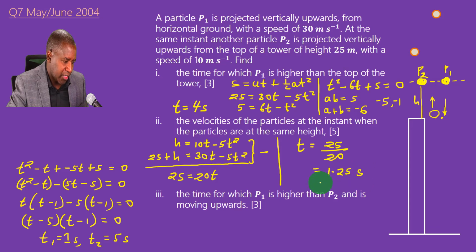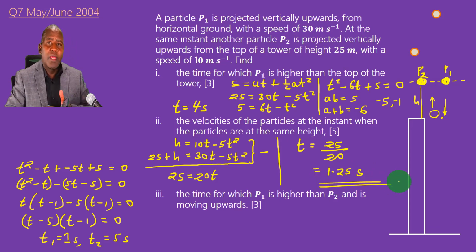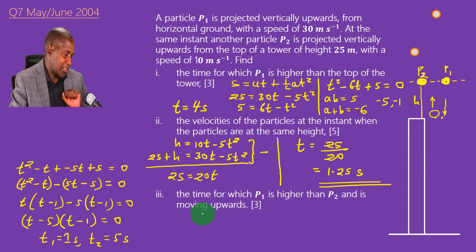1.25 seconds. Of course, it will be after P1 has reached the top of the tower, and it will be exactly where I've shown it. At least above the tower, not below. How do I know that? It's because P1 took 1 second to rise to be above the tower. So 1.25 seconds, it's obviously above. And of course, it took 4 seconds to be above this tower. So we are safe as far as that is concerned.